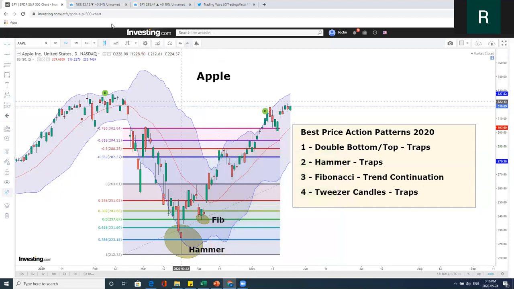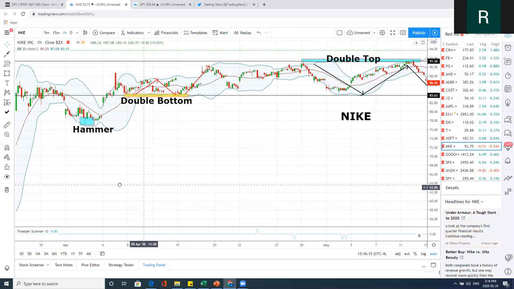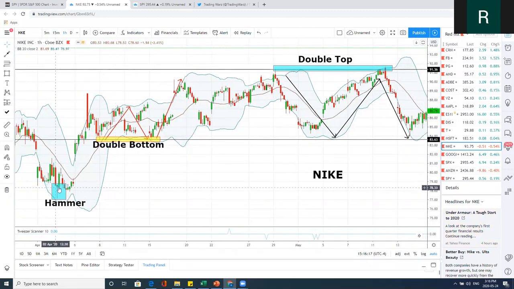So now we're going to move on to Nike, looking at the hourly chart for different setups. Again, we had a hammer candle here in the corner, and the same psychology. Shorts tried to push the market, but by the time this hour closed, buyers stepped in and pushed it up. Entry above the high with a stop below the low. And as you see, we had a nice continuation higher.